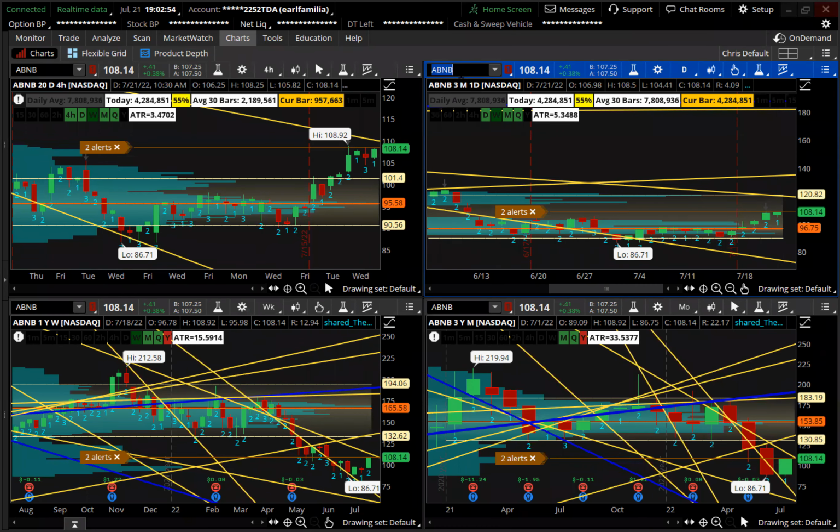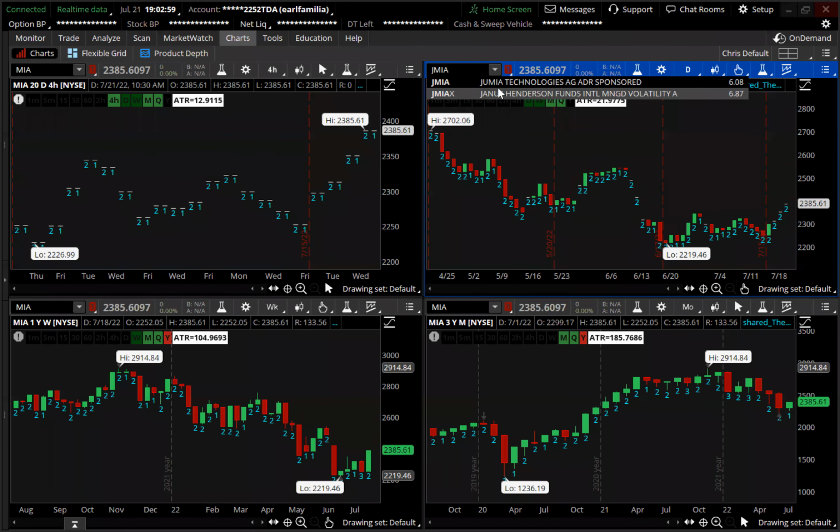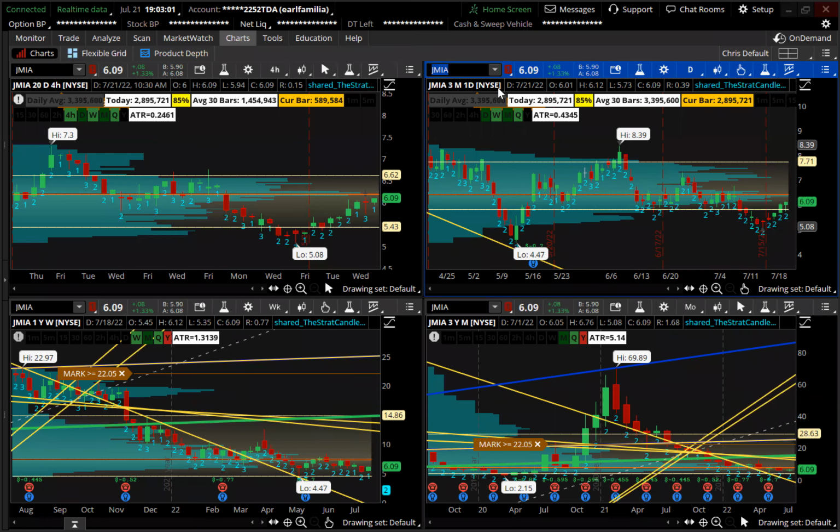Jamia. Mia looks solid. I'm doing a V-shaped recovery. Looking at entry on the 4 above $6.09. Yeah, looking at a target of around like $6.40 or something like that. So not too crazy. Oh, my bad. Let me go here.